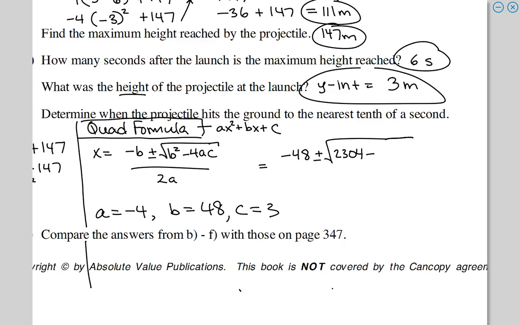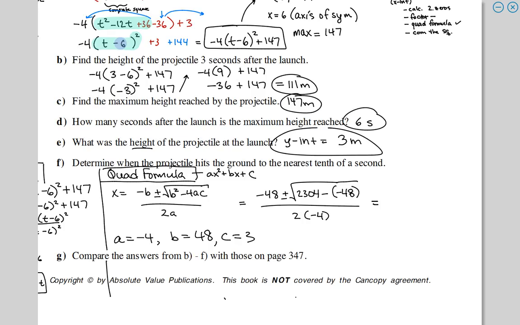Now we got to do, what's 4 times A times C? A and C is negative 12, times 4 is 48. So negative 48. All over 2 times negative 4. Okay. Inside there, 2304 plus 48 would be 2352. All over negative 8.